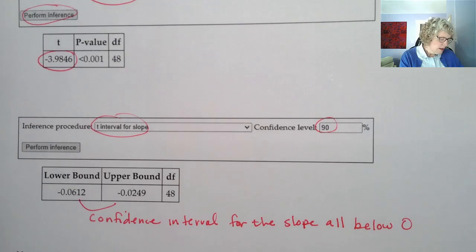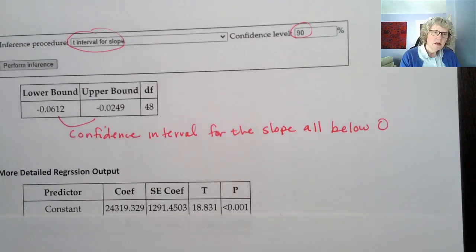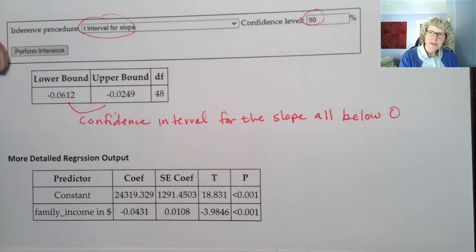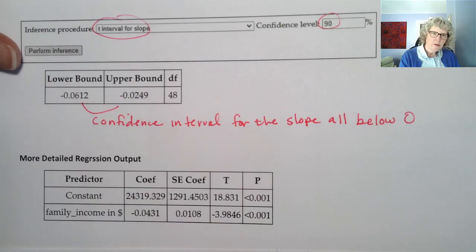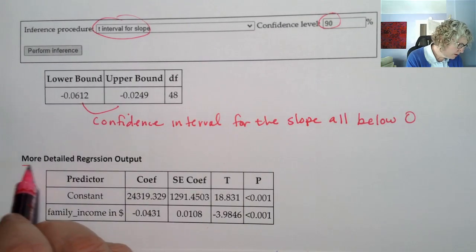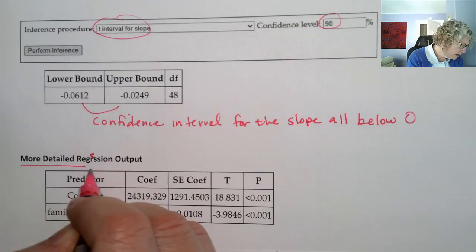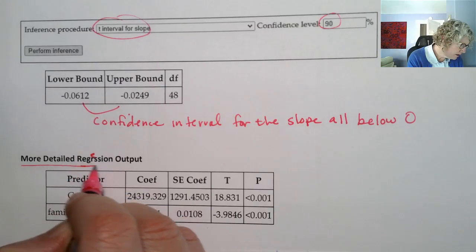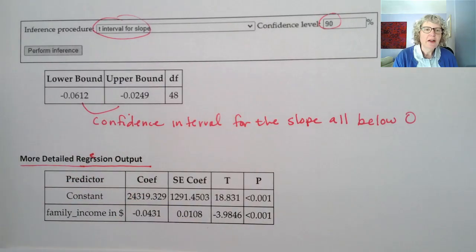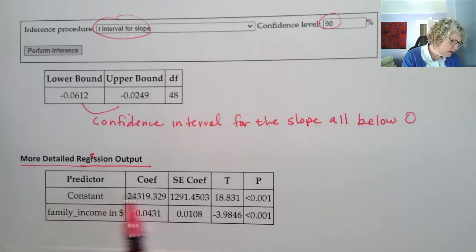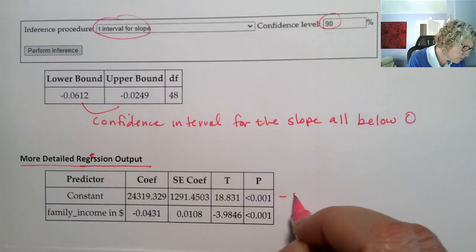Okay, great. And then I just have printed out here on the notes that other box, the more detailed regression output. I got a typo there, we need an E in there. It's way too many consonants in a row. Okay? So we have our constant. This is the y-intercept. Let's just put some notes.